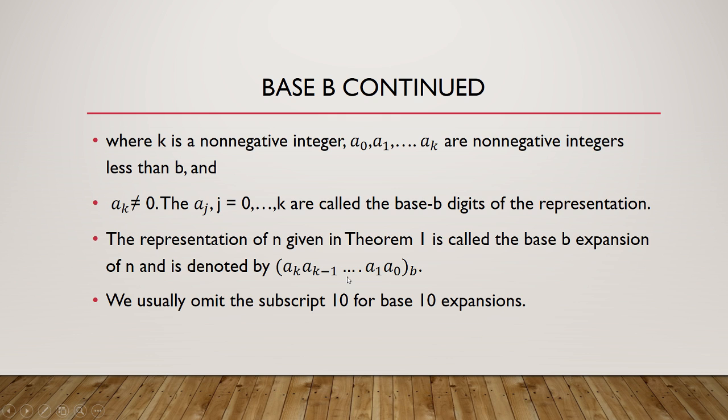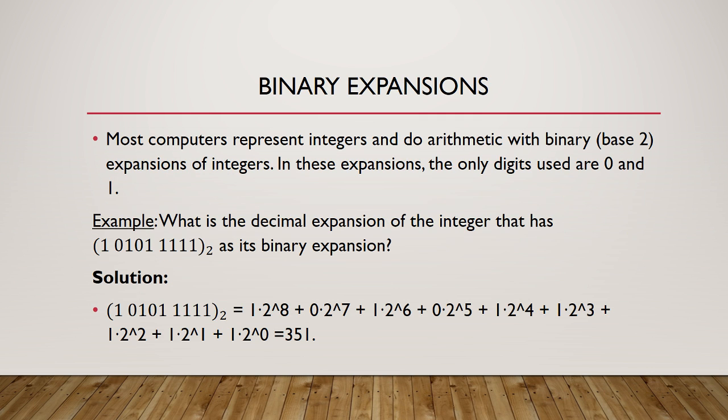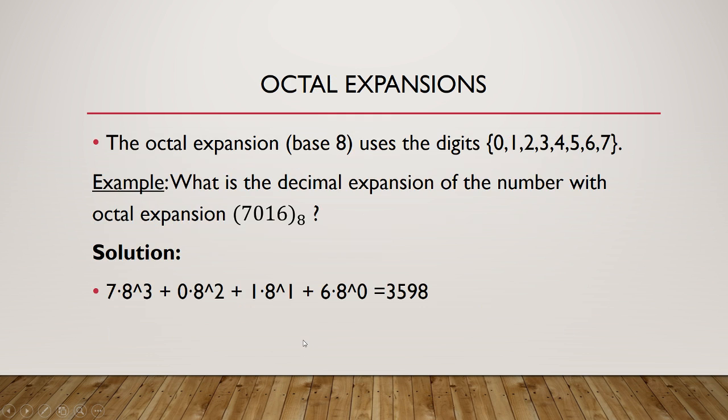We usually omit the subscript 10 for base 10 expansions because it's just decimal, and it's redundant to repeat it since it's so common in use. Most computers use binary, base 2, which is zeros and ones, and they're base 2 because it's 2 to a certain power, as you'll see as we do this problem. For the example, you can see that it starts out 0, 1, 2, 3, 4, 5, 6, 7, 8. So the 8th spot is where the power ends up. It's a 1, so 1 times 2 to the 8th, and so on until you get down to 351.